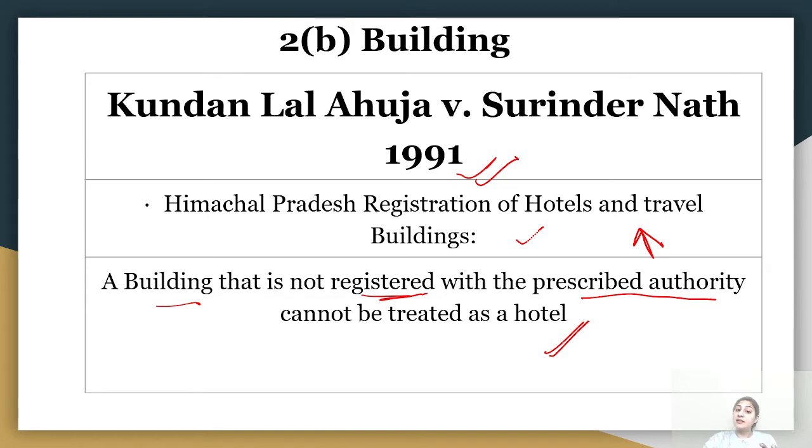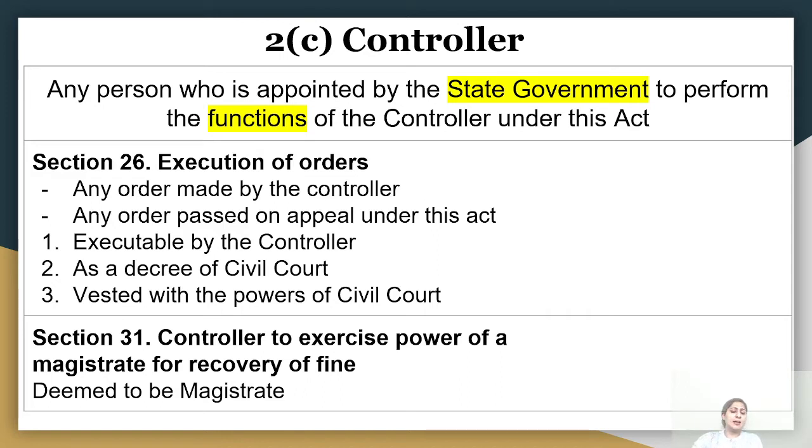So with this, we complete the definition of building and we move on to 2C, that is controller. ये भी याद करना बहुत आसान है. A for appointed day, B for building और C for controller. तो हमें समझ आता है 2C provides us the definition of controller. Now many students have a doubt that the controller is vested with the powers of a civil court, so that person might be a JMIC. So here I would like to clarify that in section 2C they have clearly provided that any person who is appointed by the state government to perform the functions of the controller under this act.